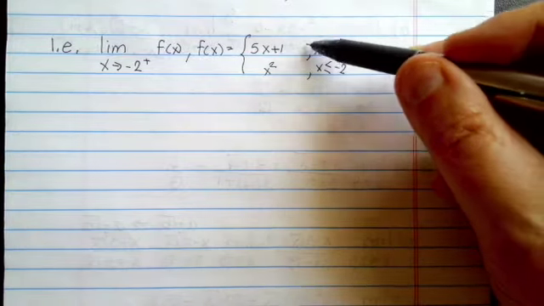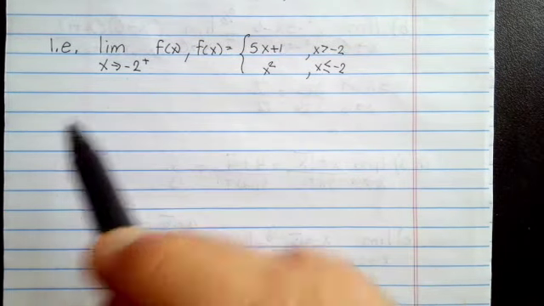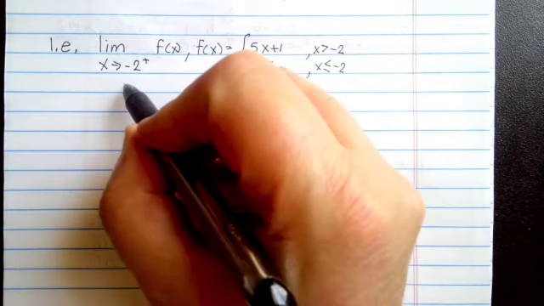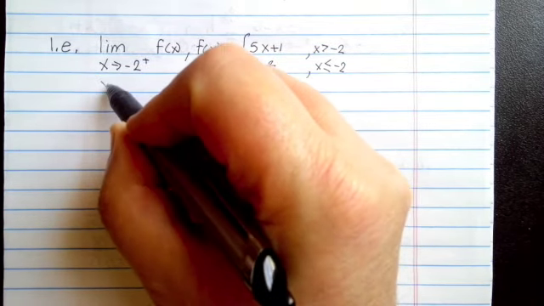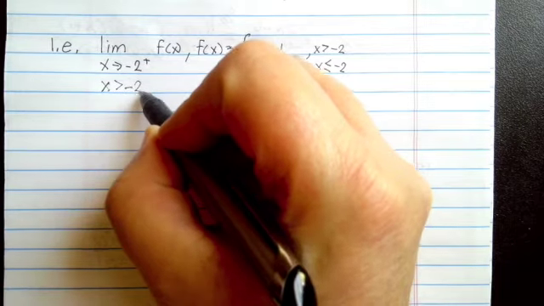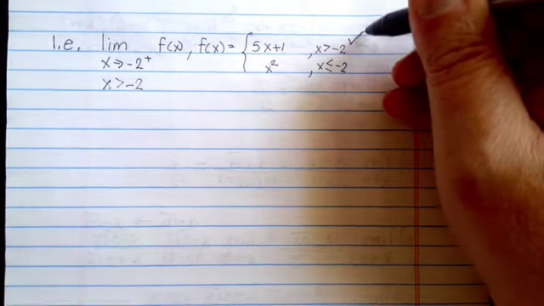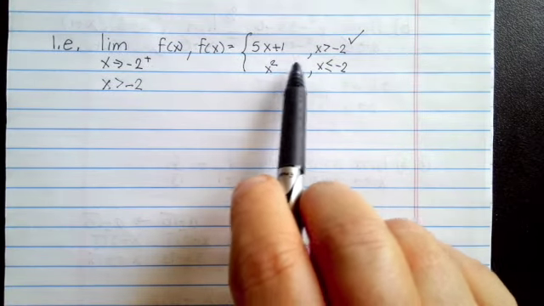So not only is this a piecewise defined function, but it's a one-sided limit. So this superscript of plus up here means that we want to look at the limit from the right. So in other words, we're looking at values of x that are bigger than negative 2. Well, that means that we're looking at this line of the definition of the function.